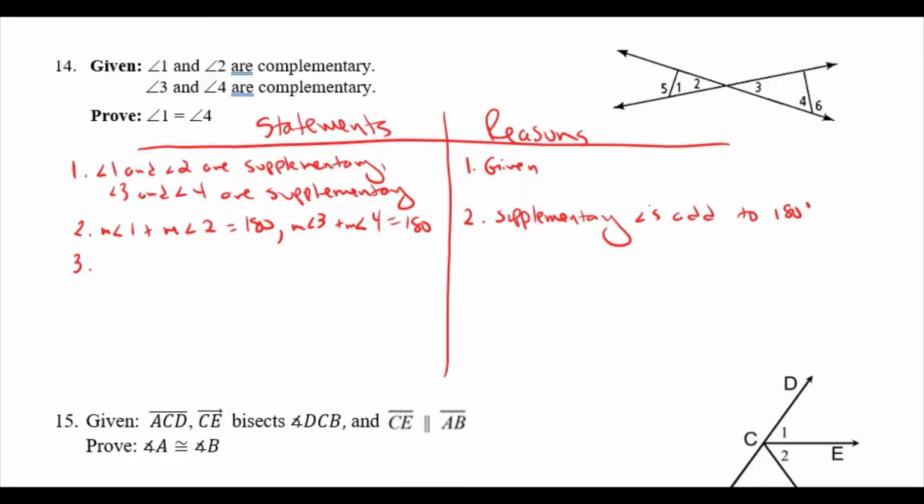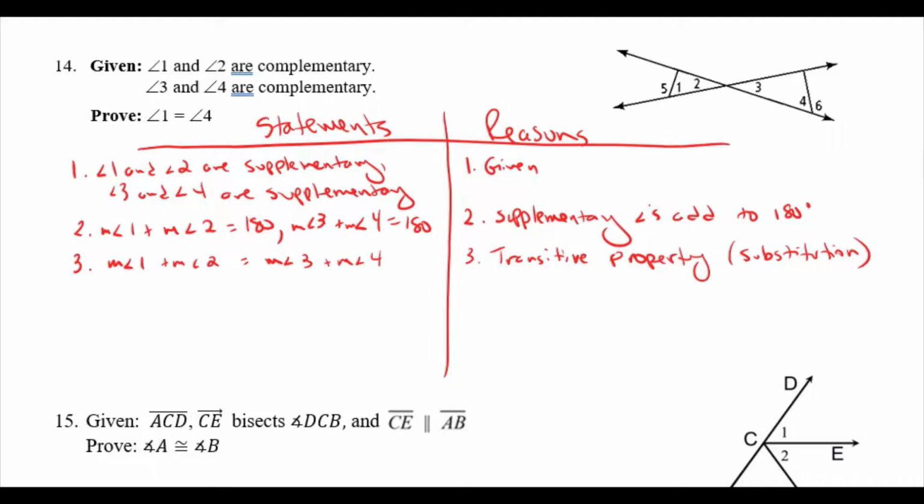Okay. Now, step 3: once we get these two equations equal to 180, I know that since they're both equal to 180, they're equal to each other. So the measure of angle 1 plus the measure of angle 2 equals the measure of angle 3 plus the measure of angle 4. And so that's the transitive property. The other thing we could also write down besides transitive is, once again, substitution.